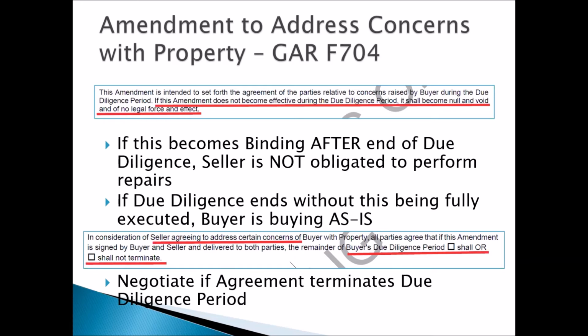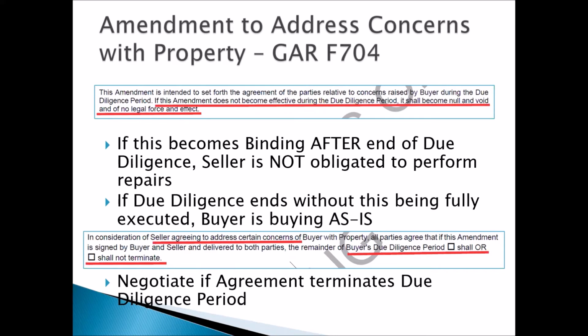I can terminate for any or no reason. I don't have to give the seller a reason. I can just choose to terminate if I do so and send notice prior to the end of my due diligence period. In order for me as a buyer to help me decide, am I going to stay in the contract or terminate, there's all sorts of things I can do.